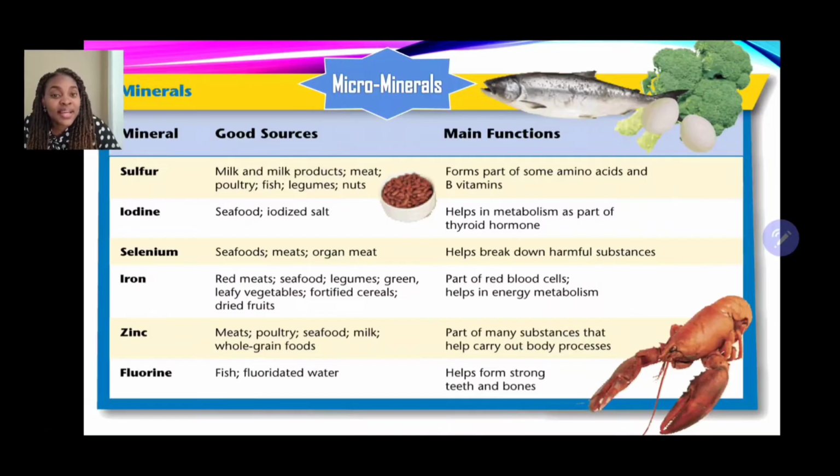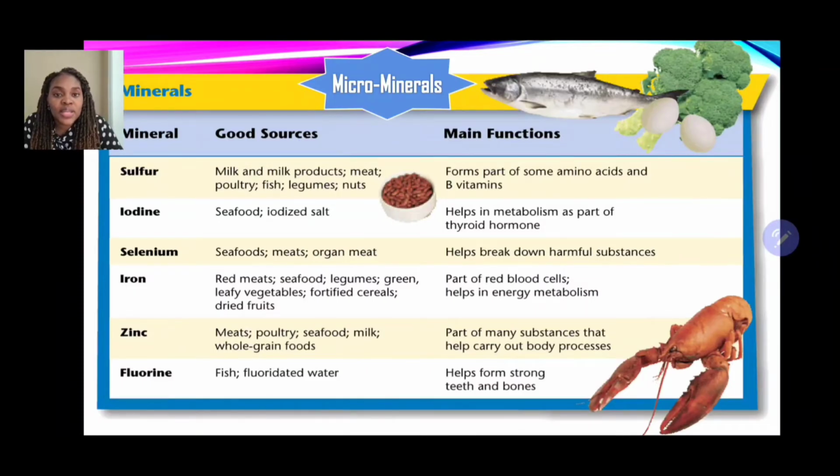Now, let us look at iodine. So, good sources of iodine include seafood and also iodized salt. So, when we speak of seafood, you know that we're talking about shellfish, right? And we may also be talking about seaweed as well. Now, what iodine does, it helps in metabolism as part of thyroid hormone.